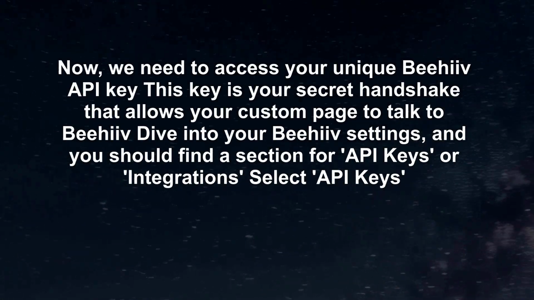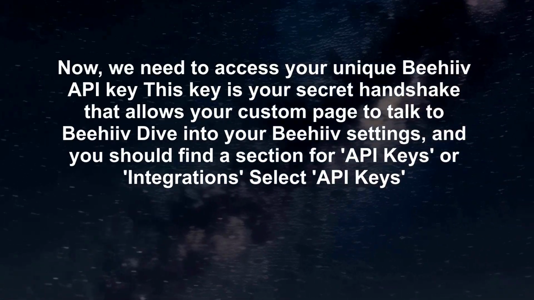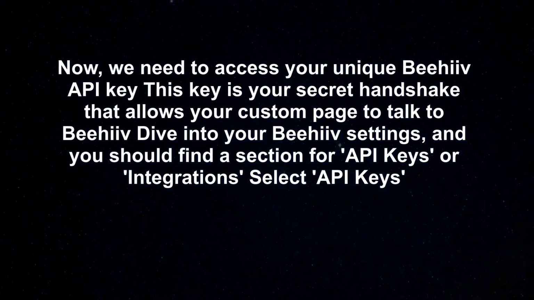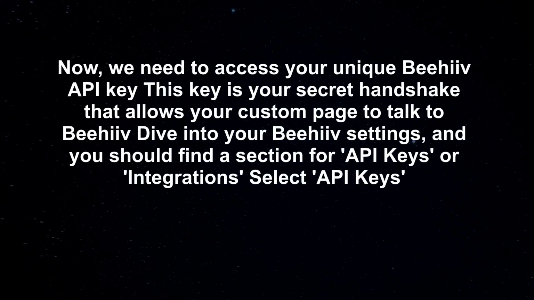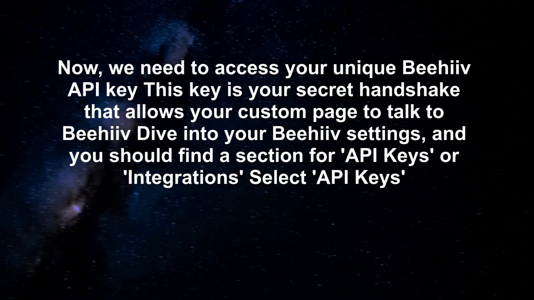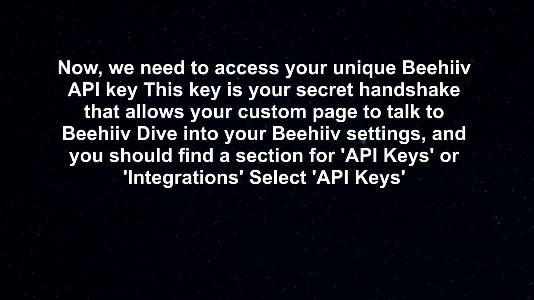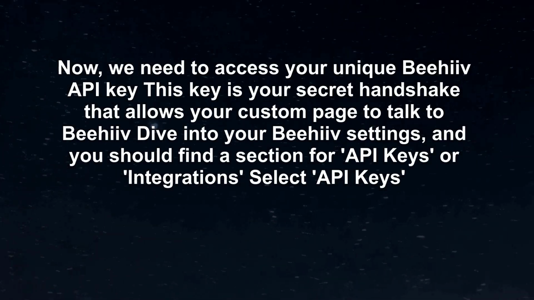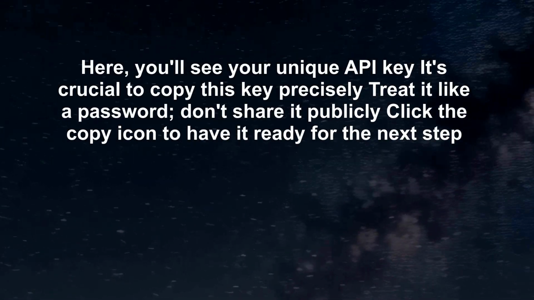Now, we need to access your unique Beehiiv API key. This key is your secret handshake that allows your custom page to talk to Beehiiv. Dive into your Beehiiv settings, and you should find a section for API keys or integrations. Select API keys. Here, you'll see your unique API key.